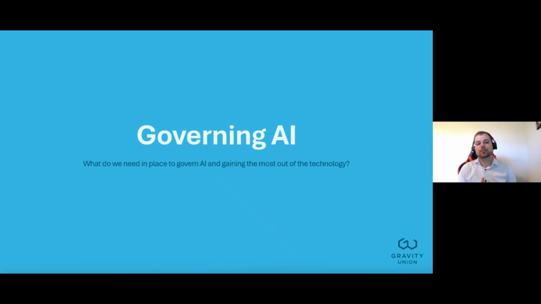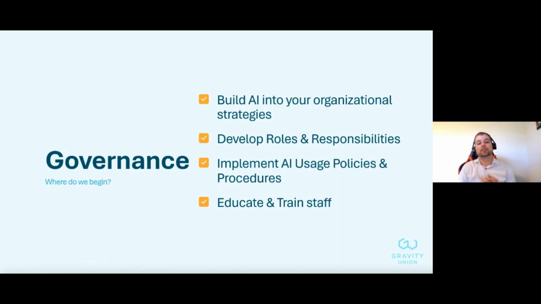So what do you need in place to govern AI and gain the most out of the technology? Well, really, where do we begin? You need to start building AI into your organizational strategies. And I'm not saying that you need a roadmap of how everything is going to have AI, but you need to start understanding and building that in so that your employees understand things like, where is the organization headed? Is the organization looking into using AI? What are our policies around AI? All that kind of stuff. So you need to start building this into your business strategy, your technology strategy, change management, organizational culture, all of that.